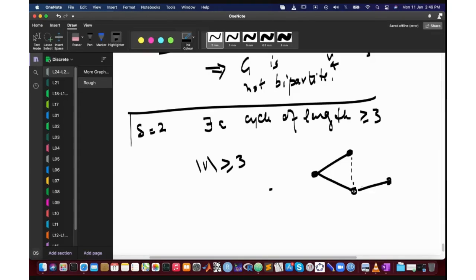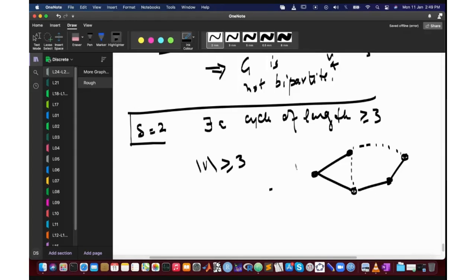So the thing is, what you could do is go to a vertex, and then go to another unvisited vertex and keep going. Since this guy has degree at least 2, it will have one more neighbor. If this neighbor is one of the nodes I have already visited, I found a cycle, and the length of this cycle will be at least 3. This case is not that hard. It seems we have done it.